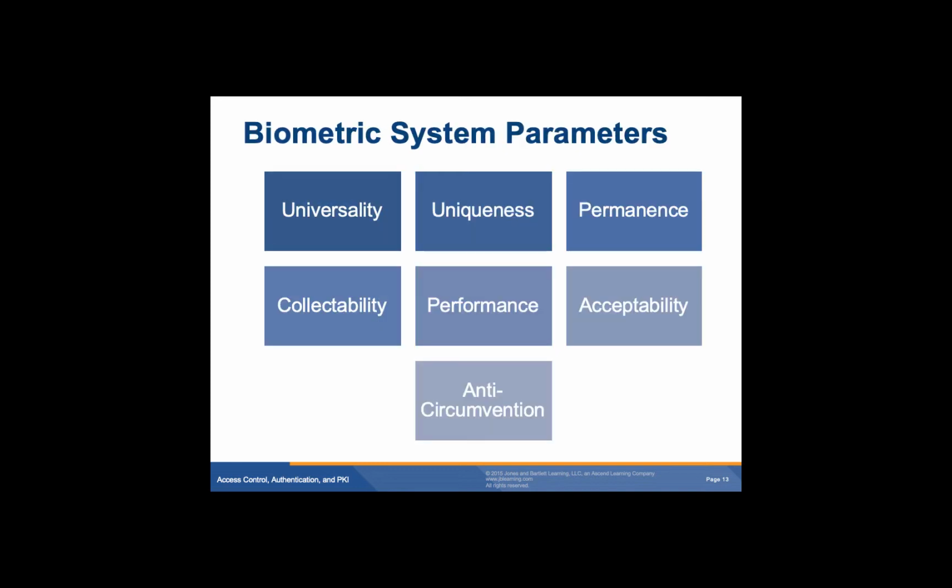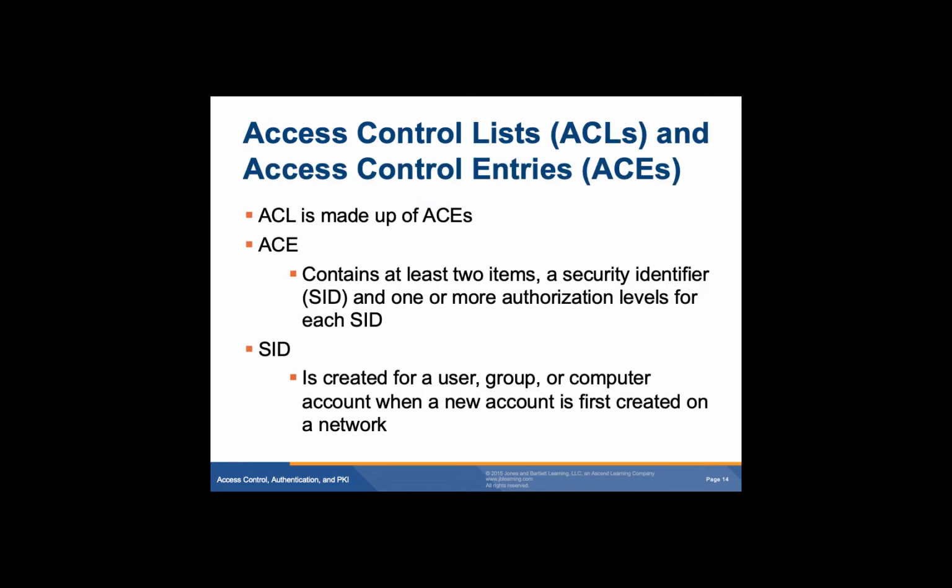Biometric system parameters include universality, uniqueness, permanence, collectability, performance, acceptability, and anti-circumvention. Each one of those is explained in greater detail. Let's look at this item right here, access control list and access control entries. We've already talked about ACLs.